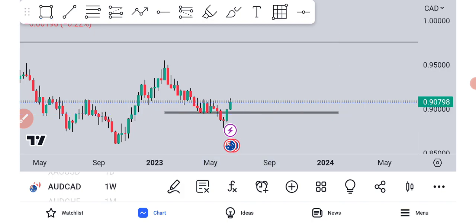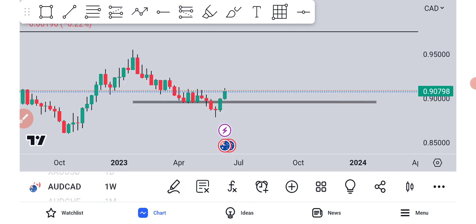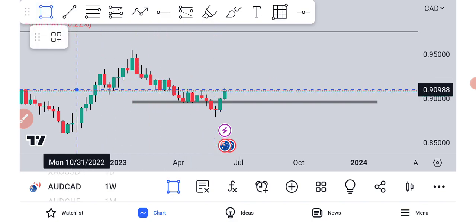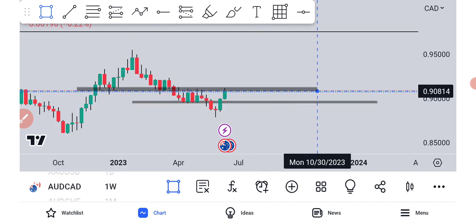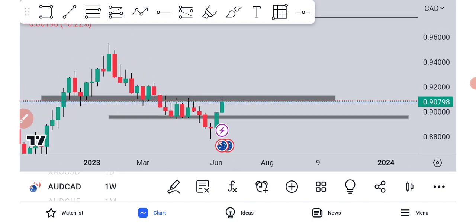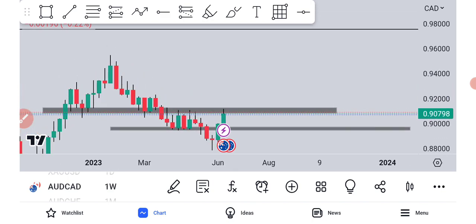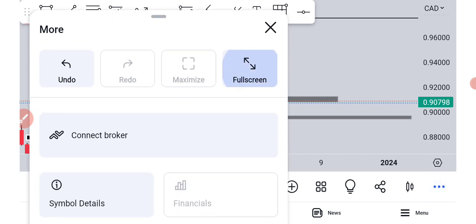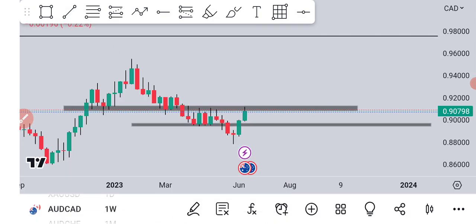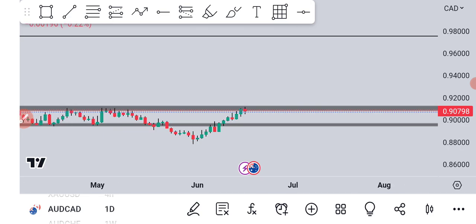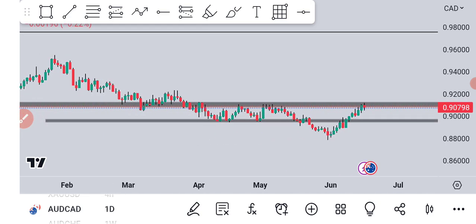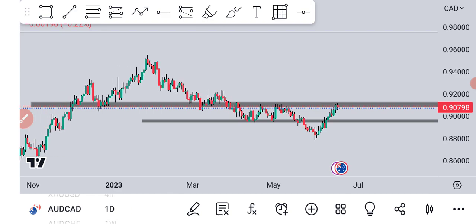So we broke above this structure, and here on the weekly, it seems the market is also testing resistance, which is this resistance from here, and we expect a slight move to the downside. Remember, our overall direction from the monthly time frame is bullish, but on the weekly time frame we expect just a slight move to the downside. So let's see what we have on the daily time frame.